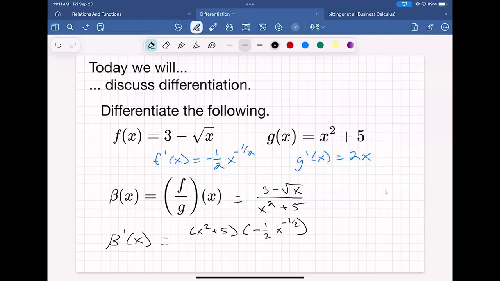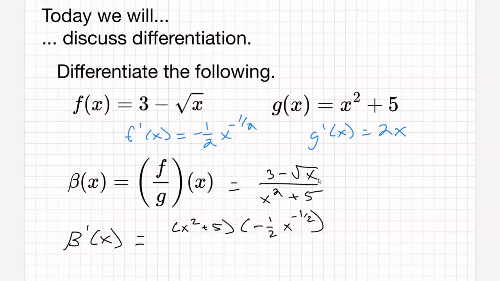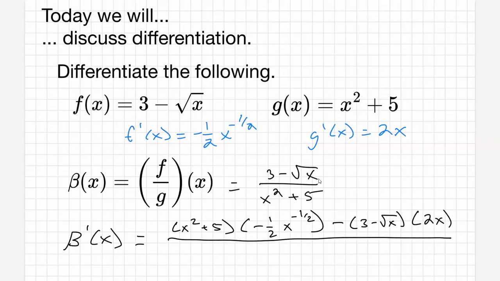And then what do we do next? This is where the minus sign is the key though, right? Remember the product rule we added, but quotient rule we need to subtract. So it's low d high minus high d low. So we're going to put 3 minus the square root of x first, and then that's going to be multiplied with 2x. But that's all over low squared.